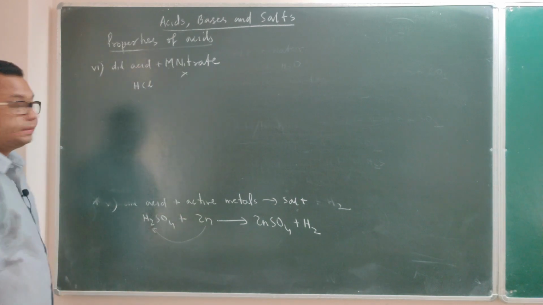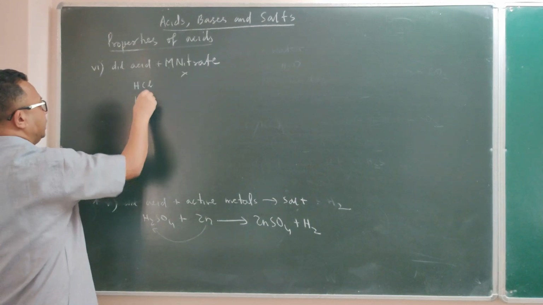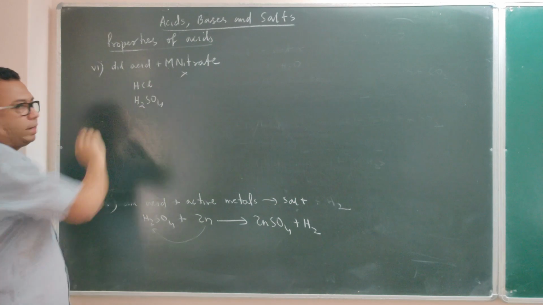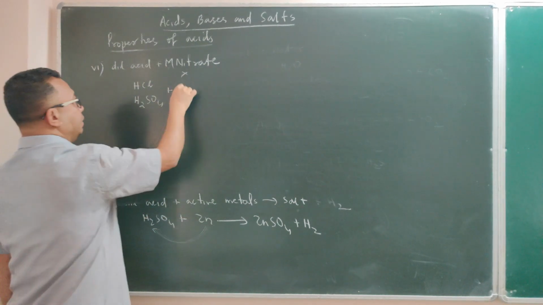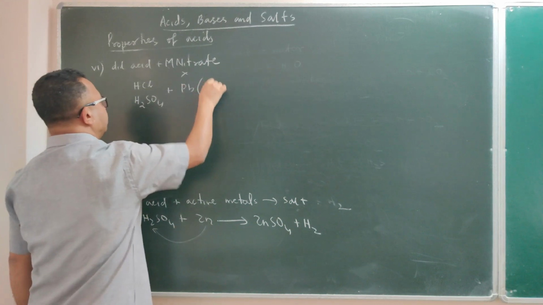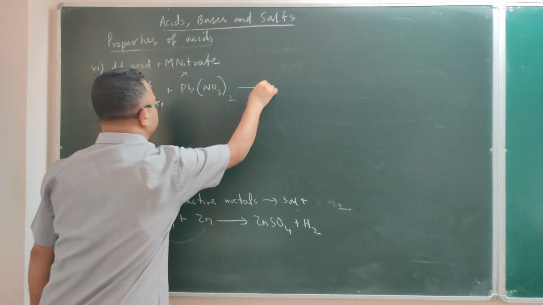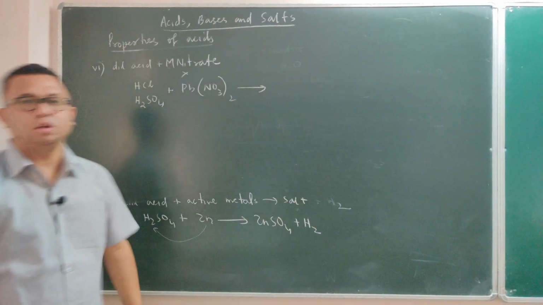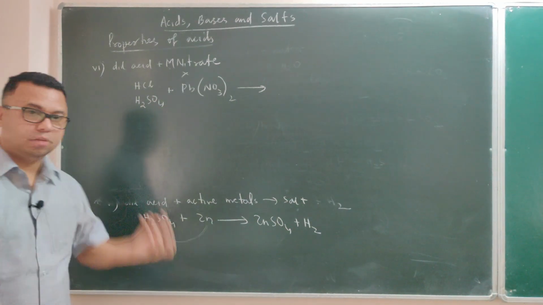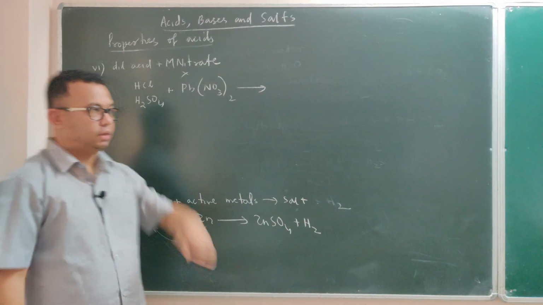But there is a special nitrate, and that also for a special acid: HCl, that is hydrochloric acid, and sulfuric acid. Here I am talking about dilute hydrochloric acid and dilute sulfuric acid, which react with one nitrate, that is lead nitrate. You will understand this reaction better when you do salt. You will see that in salt there is something called insoluble salt. How to know which salt is soluble in water and which is not, you will understand better.